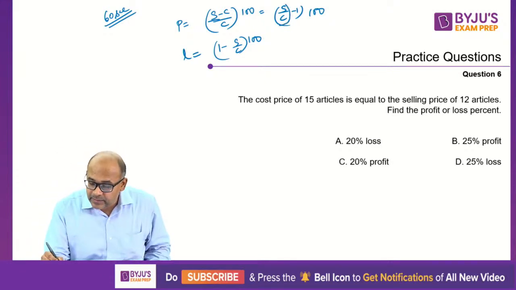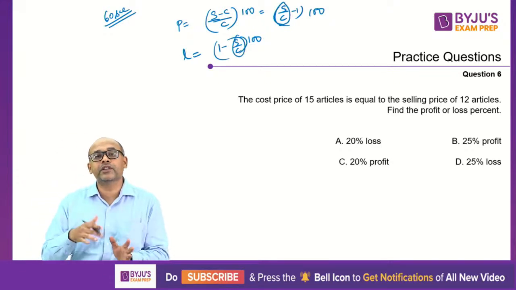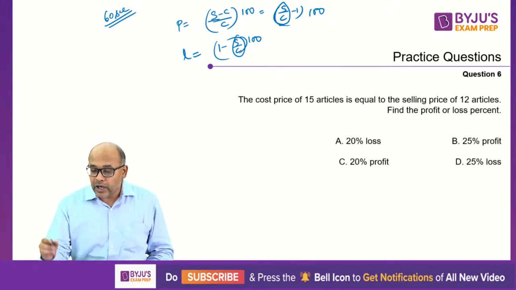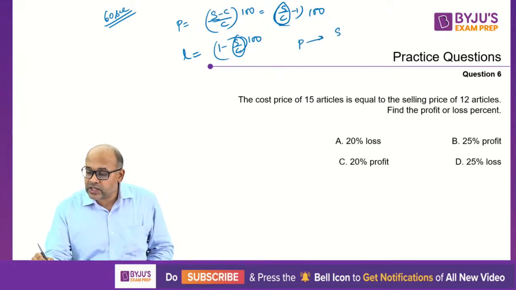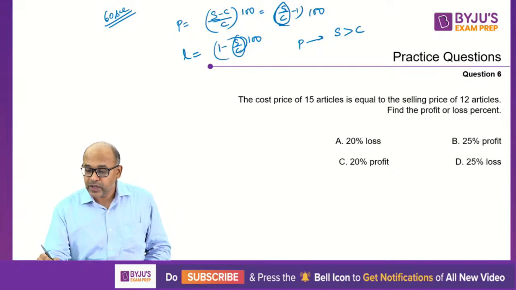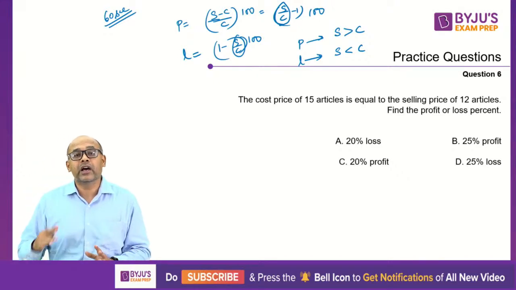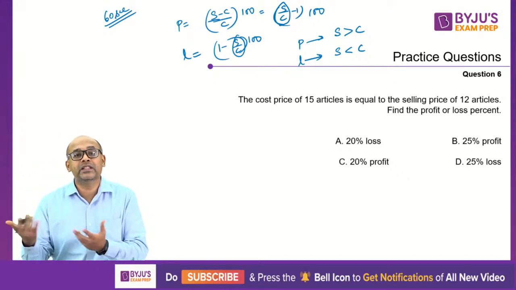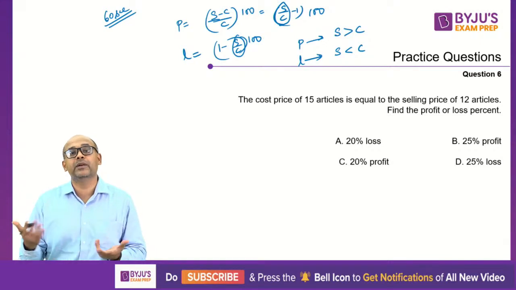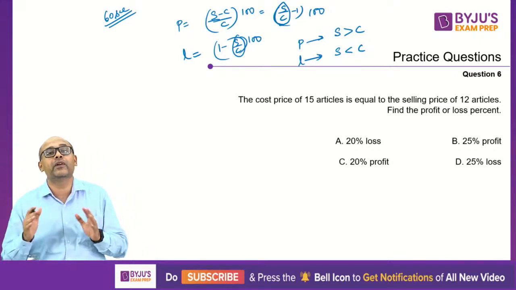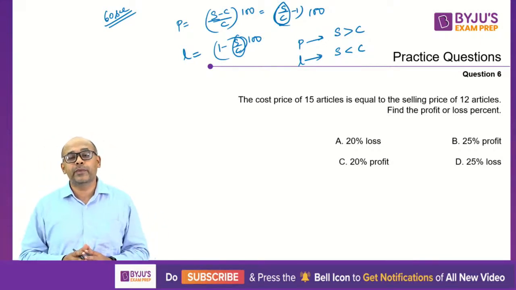If you get S by C, you will get your loss or profit answer. Now profit means the selling price is greater than the cost price, and loss means the selling price is less than the cost price. So depending upon the ratio S by C, if it is above 1, it means it's a profit, and if it is below 1, it means it's a loss. So let's first try to understand what is the ratio of selling price and cost price.